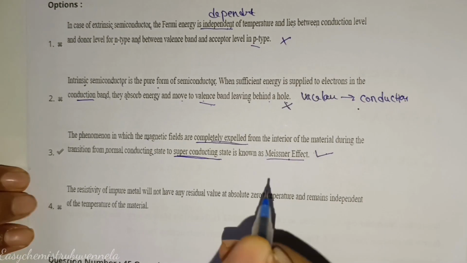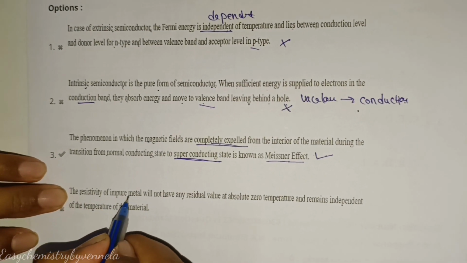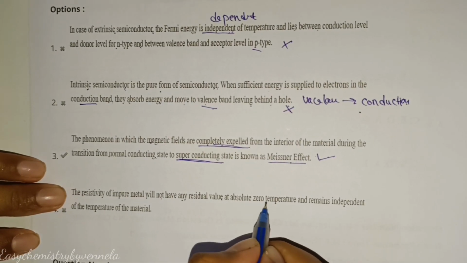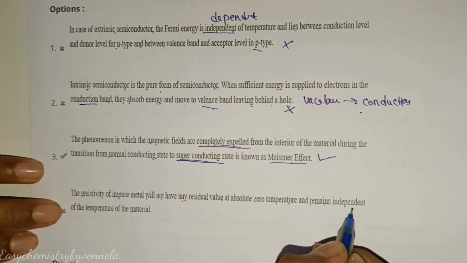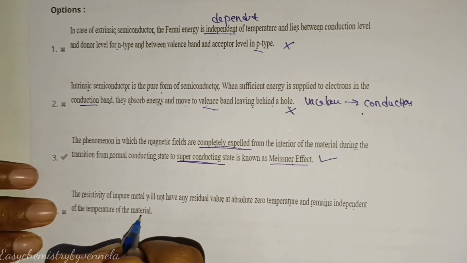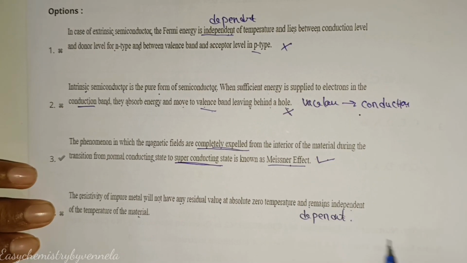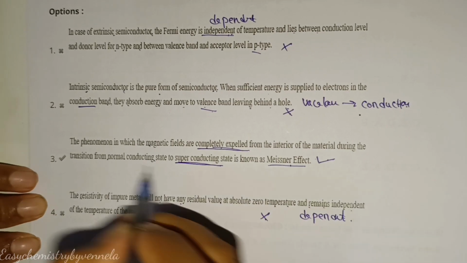Next, the resistivity of impure metal will not have any resistance value at absolute zero temperature and remains independent of the temperature of the material. No, it is dependent on temperature. So that is why this statement is also incorrect. Correct option is the third one.